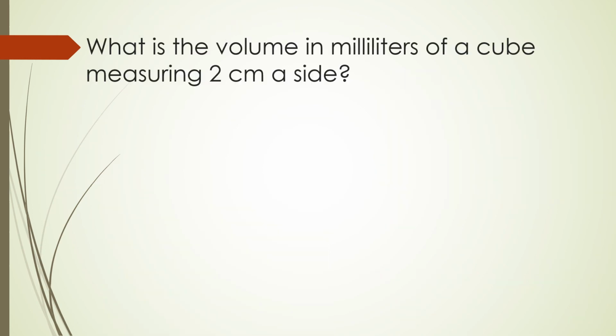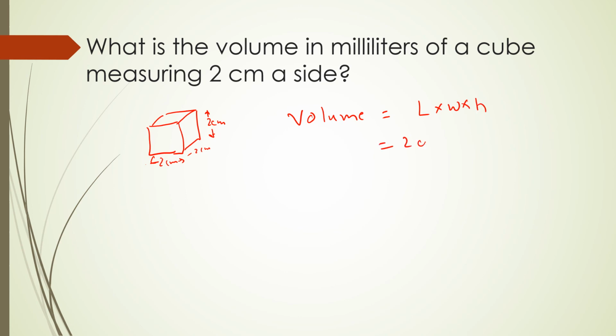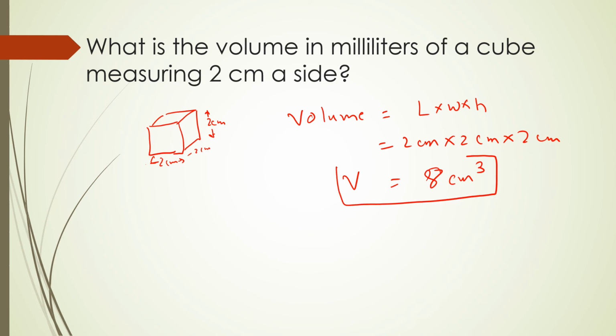Let's solve this problem. What is the volume in milliliters of a cube measuring 2 centimeter a side? Okay, so we have a cube, let me draw it, and each side of this cube is 2 centimeters. So length is 2 centimeter, width is 2 centimeters, and height is also 2 centimeter. We know that volume of a cube is equal to length times width times height. So 2 centimeter times 2 centimeter times 2 centimeter. So this is 2 times 2 times 2, which is 8 centimeter cubed. So volume is equal to 8 centimeter cubed.